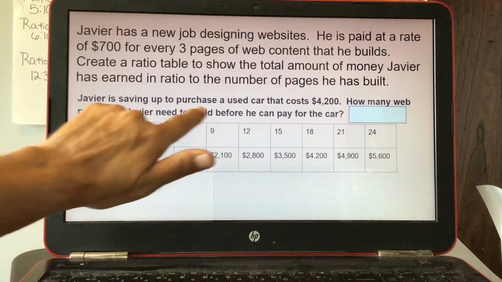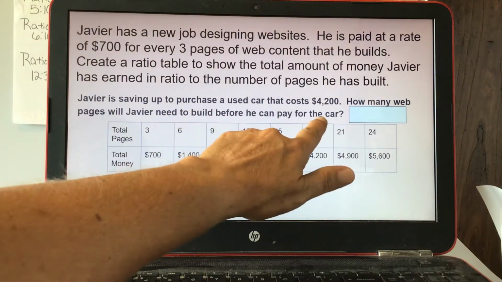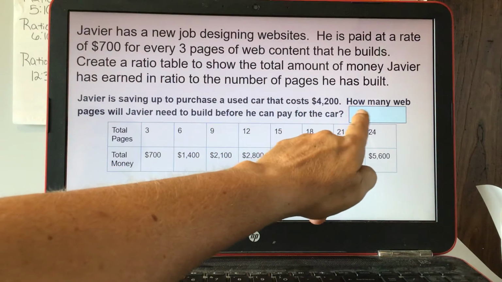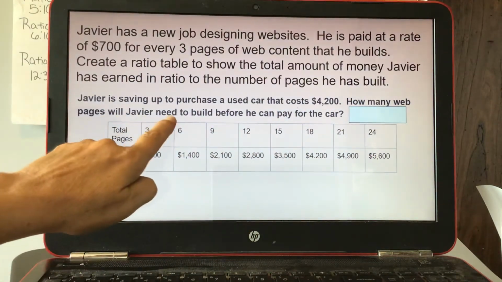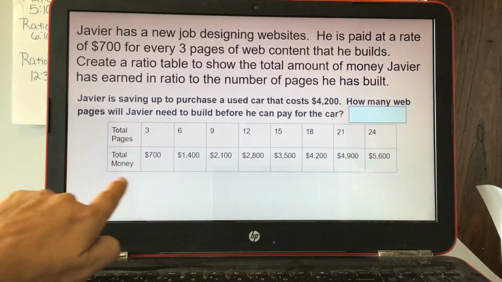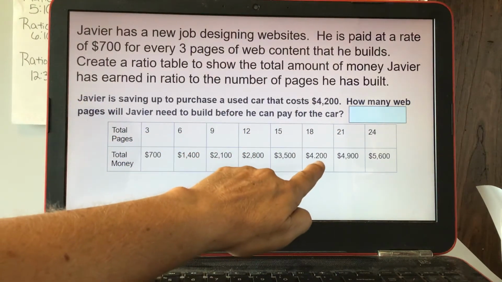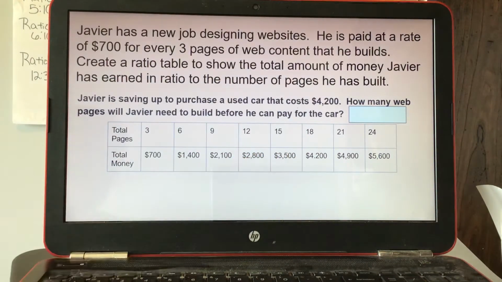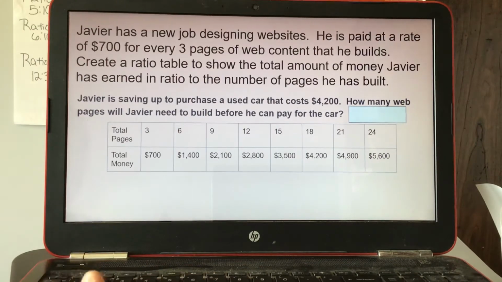So Javier is saving up to purchase a used car that costs $4,200. I'm thinking he makes enough to get a new car. How many web pages will Javier need to build before he can pay for the car? So we already did it. He would need to do 18 pages to make $4,200.